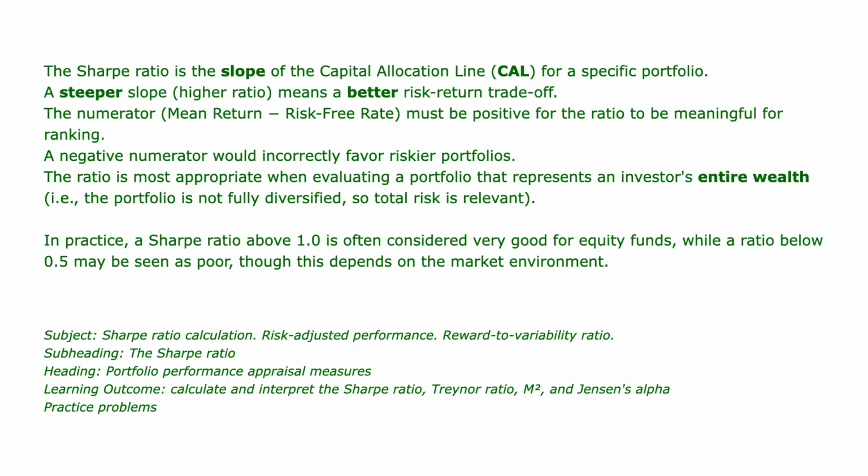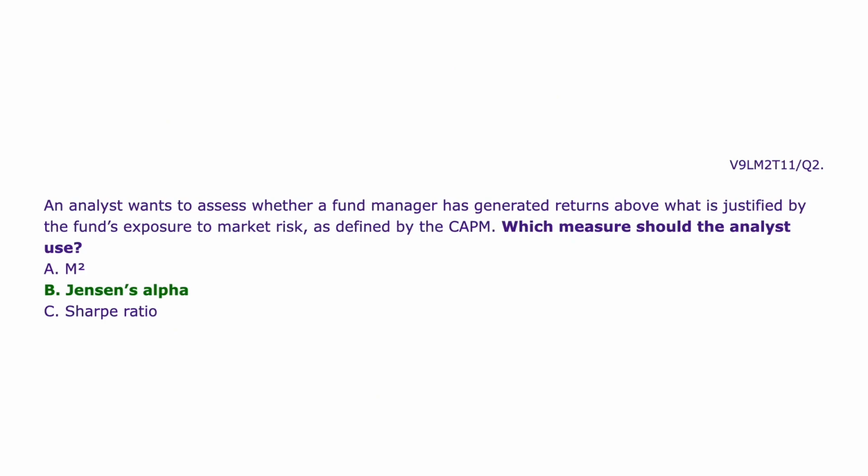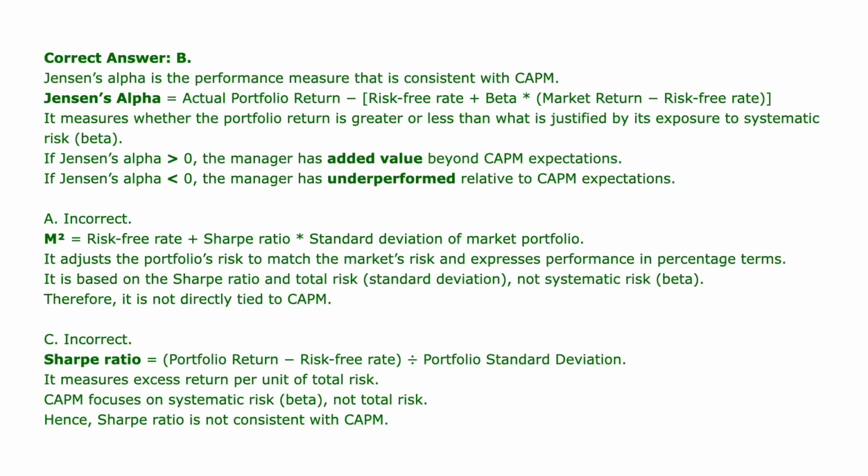The Sharpe ratio is the slope of the CAL. A higher ratio equals a steeper slope, equals a better risk-return trade-off. It is appropriate when evaluating portfolios with total risk, not fully diversified. Jensen's alpha directly measures excess return relative to CAPM's required return. It isolates performance based on systematic risk, beta, consistent with CAPM.